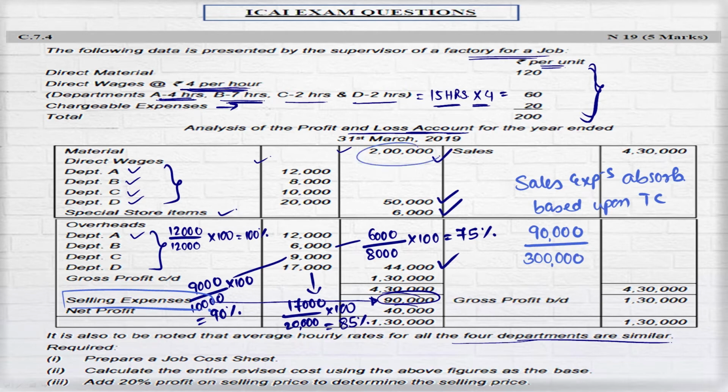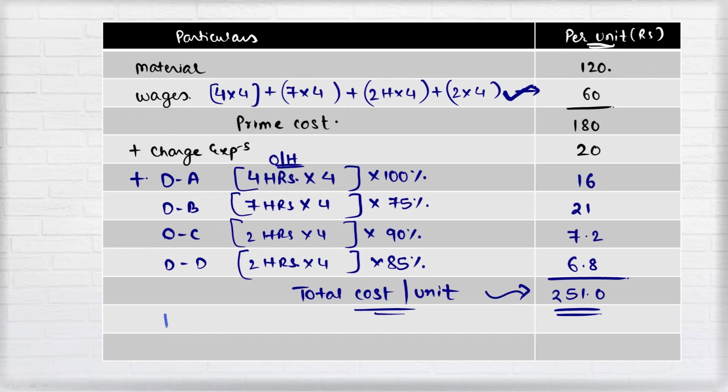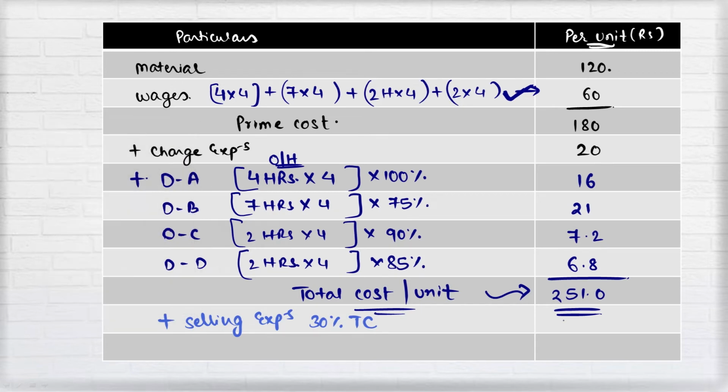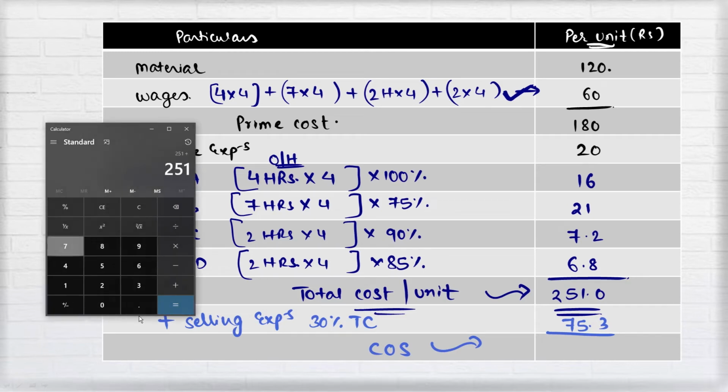How have I found out 3 lakhs? Material, wages, other direct expenditures, and overheads. Multiplied by, what is the answer? 30%. So selling expenses will be 30% of total cost. 251 multiplied by 30% is 75.3. This will be nothing but the cost of sales. 251 plus 75.3 will be 326.3.